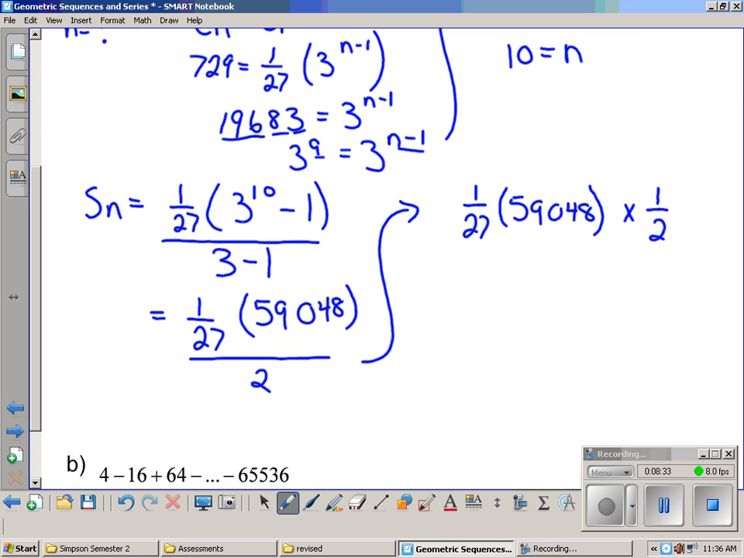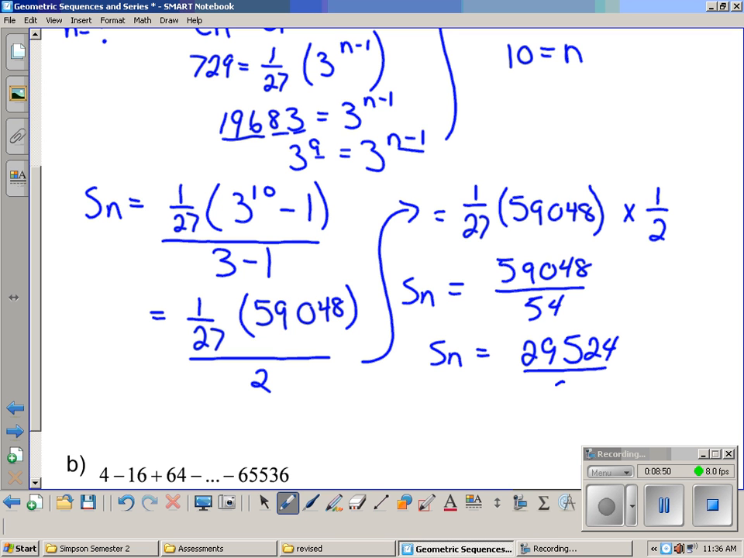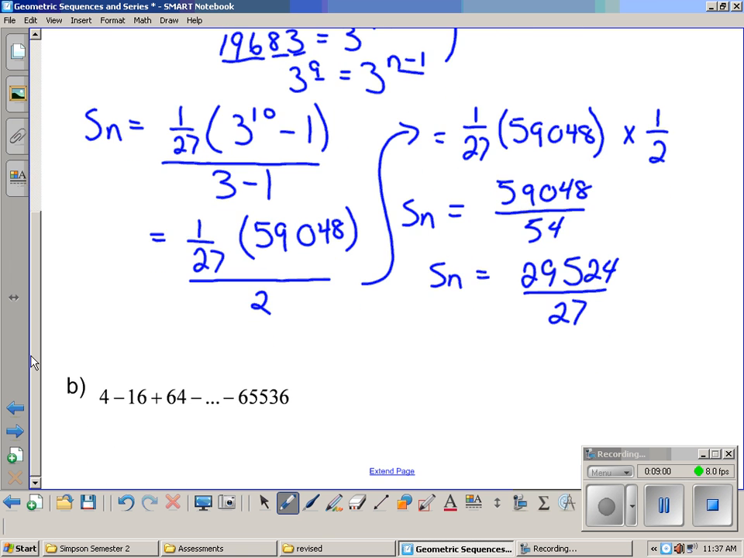Simplifying that gives me 59,048 all over 54. And again, I can simplify that fraction and end up with my sum being 29,524 all over 27. We're going to save some time and we're going to skip over example B.